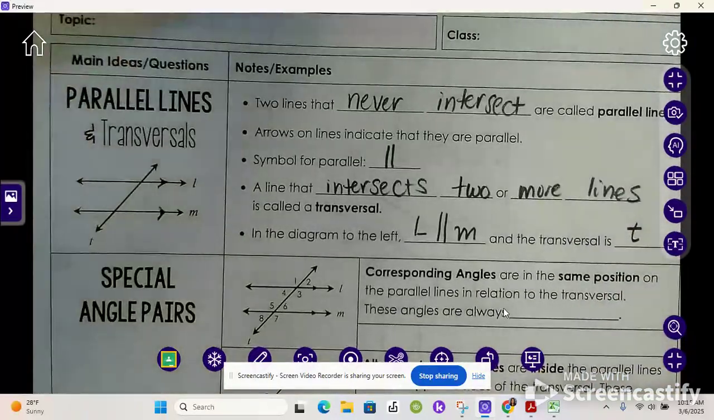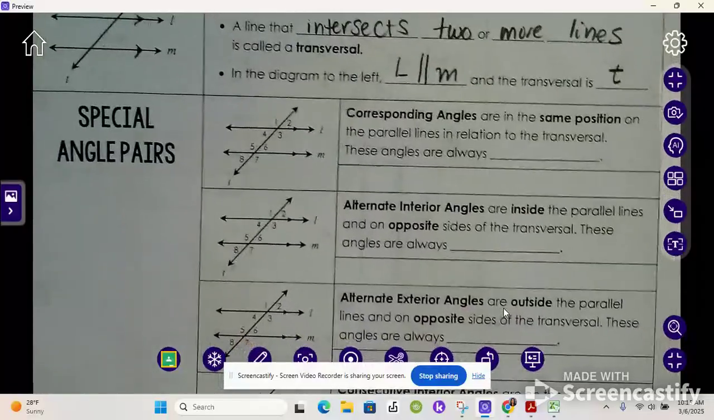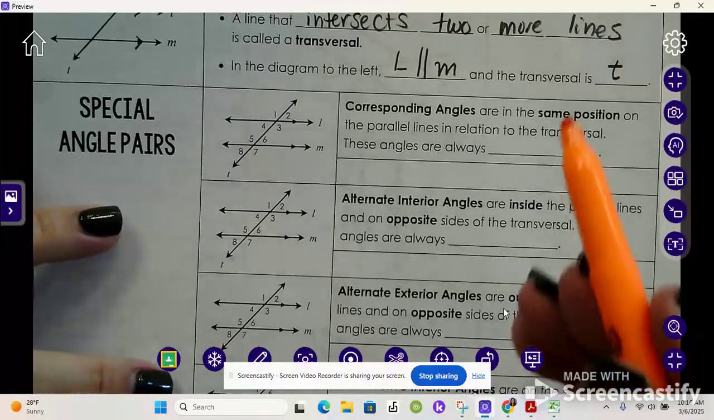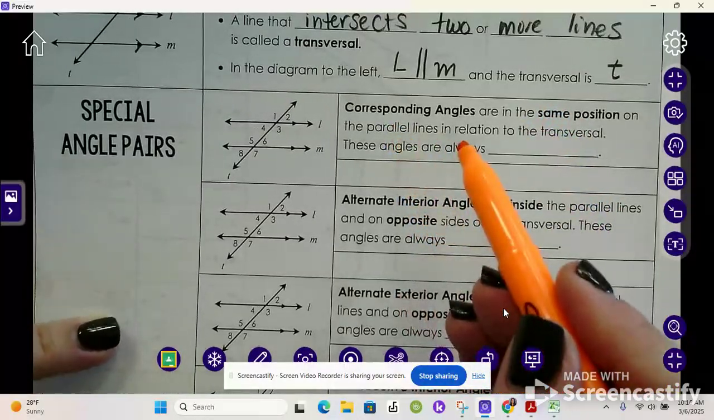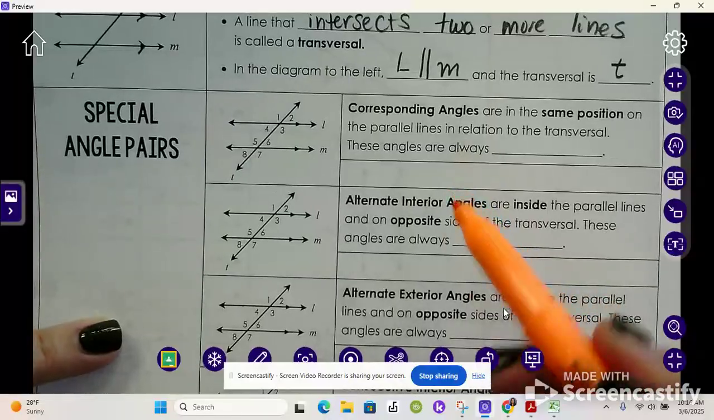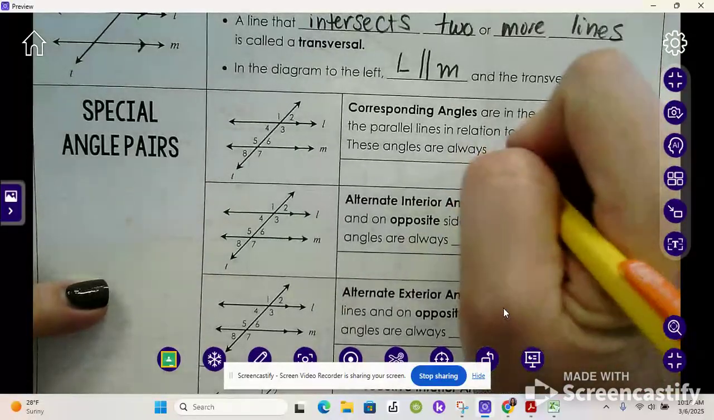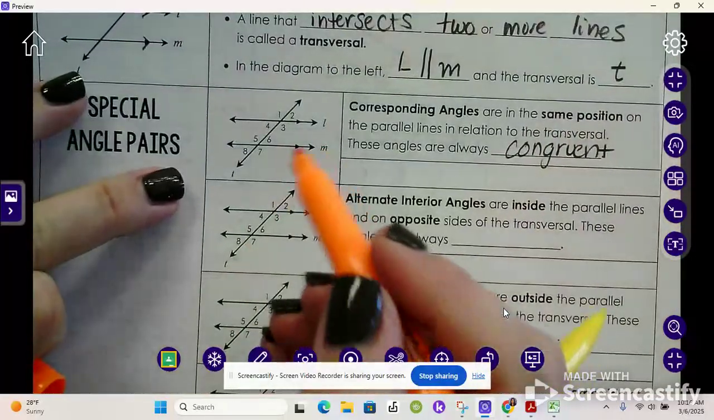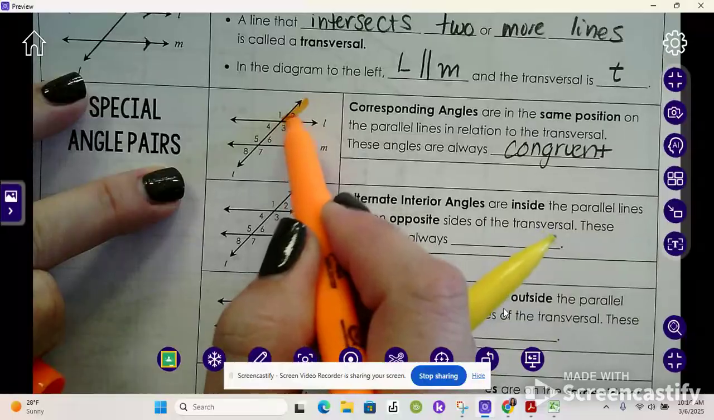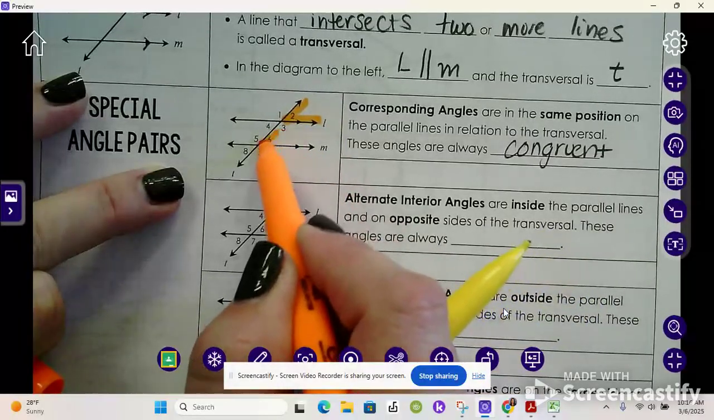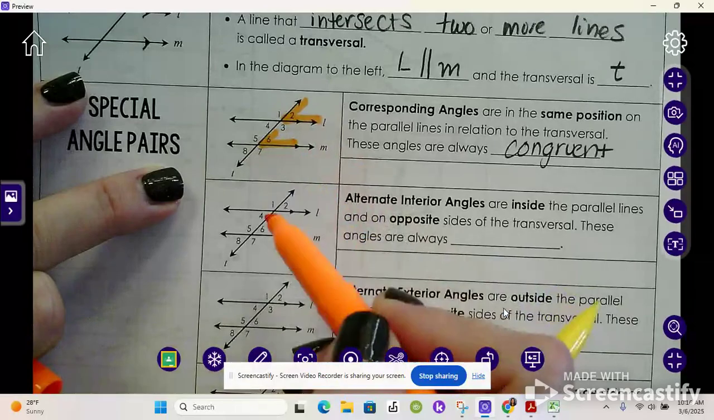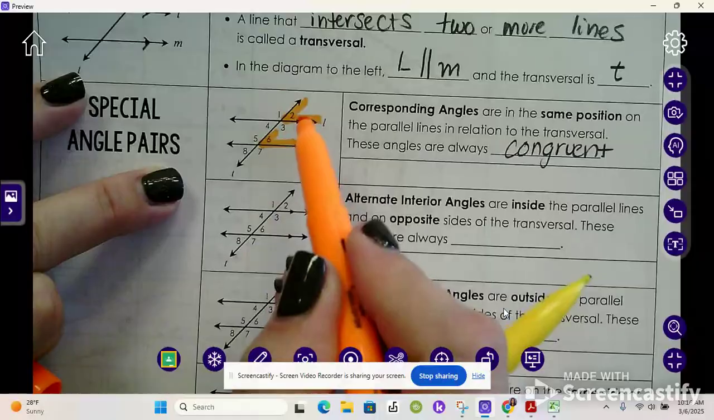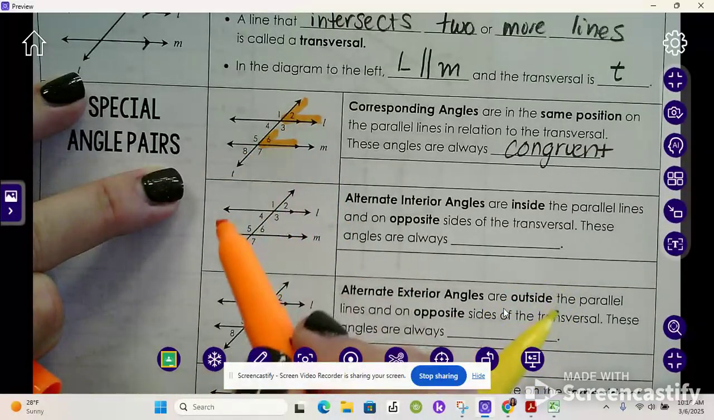Okay, now we're going to get into our angles. You might want to color code these or just come back to the video and check it out. So corresponding angles are in the same position on the parallel lines in relation to the transversal, and they are always congruent in size. So corresponding angles looks like this. If 2 is at the top of this parallel line, then 6 is corresponding because it's at the top of that line. Okay, there's a lot of these. 1 would go with 5, 3 would go with 7, 4 would go with 8.